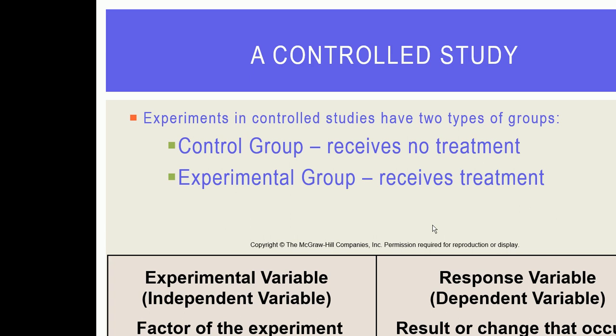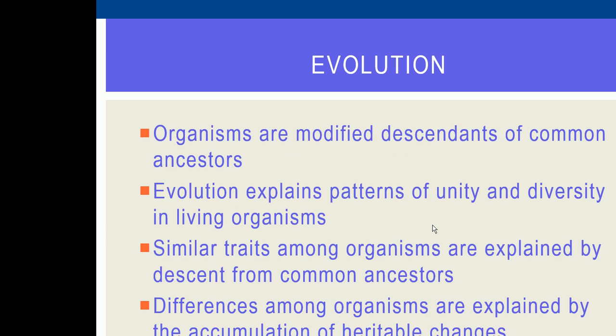Independent variable is that factor which we are trying to test in the experiment. And dependent variable is that variable which changes in response to the independent variable. Okay, the last topic we are going to talk about is evolution. In biology 1107, we do not talk much about evolution because that's a part of the course biology 1108. But I will just give you some important concepts about evolution.